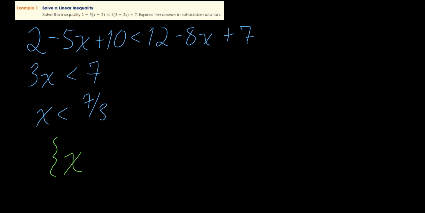And then we're going to put a vertical line, and we're going to describe the behavior of x. X, and then that vertical line means such that. So x such that. Well, what is x? What should x be? Well, x should be less than 7/3. And that's the behavior of x. And there it is in set builder notation.